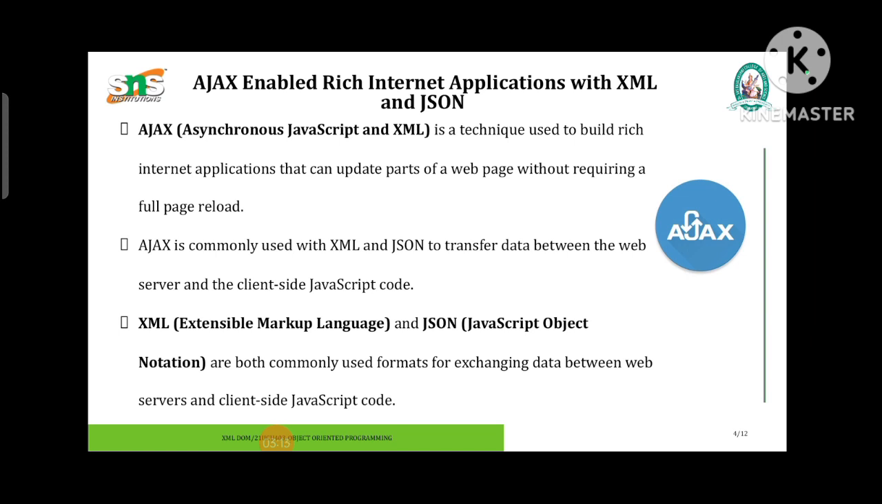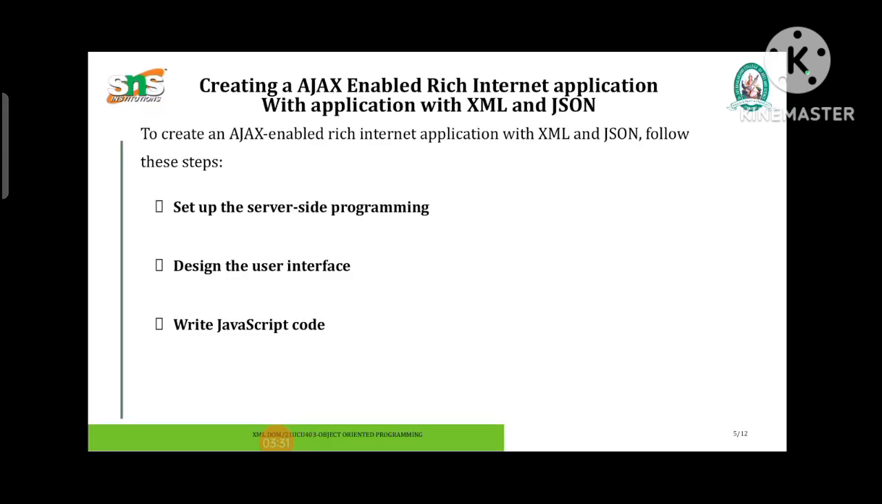Next is XML, Extensible Markup Language, and JSON, JavaScript Object Notation, which are commonly used for formatting and exchanging various data between the web servers and the client-side JavaScript code. Next is creating AJAX enabled rich internet applications with XML and JSON. To create an AJAX enabled rich internet application with XML and JSON, follow these three steps.